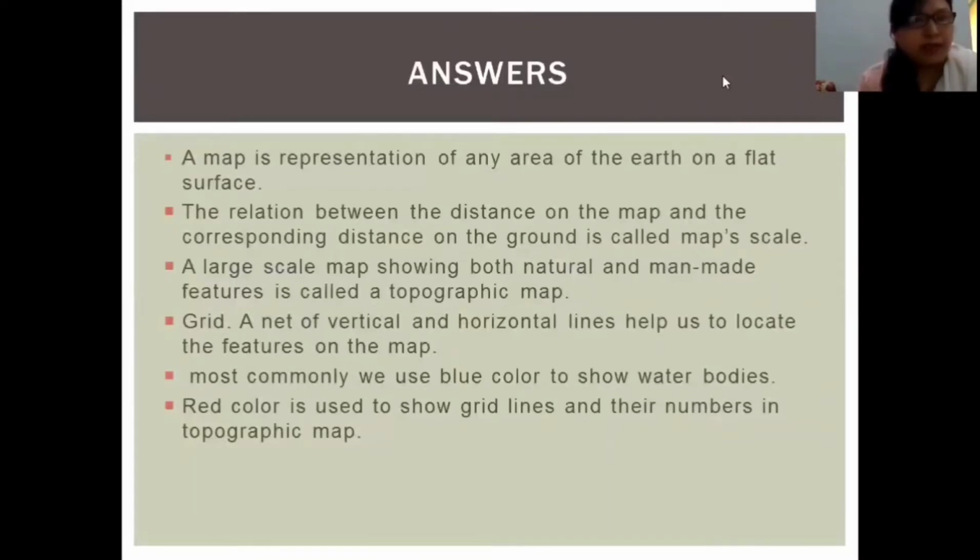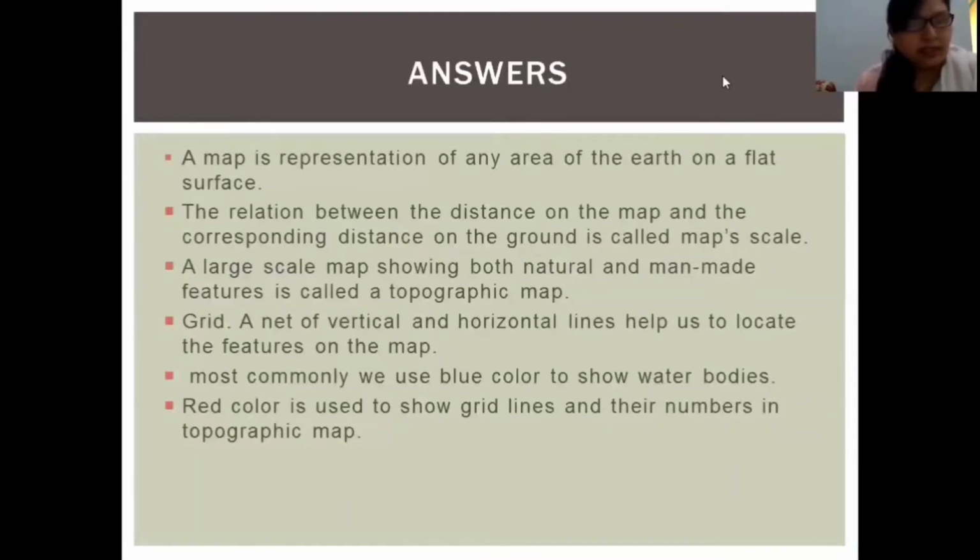Number 4 answer. What do we call a net of lines that help us locate features on a map? So answer is grid. A net of vertical and horizontal lines help us to locate the features on a map.